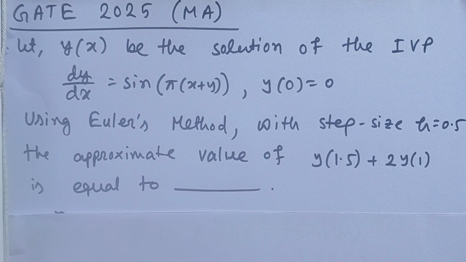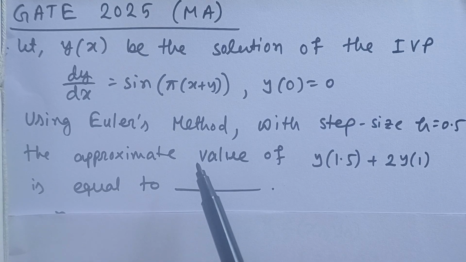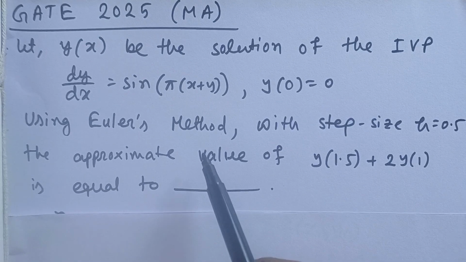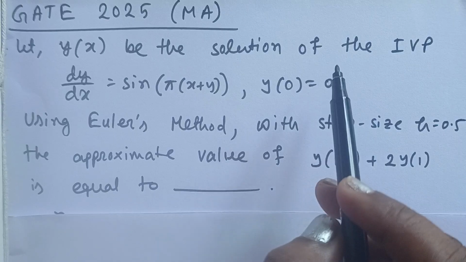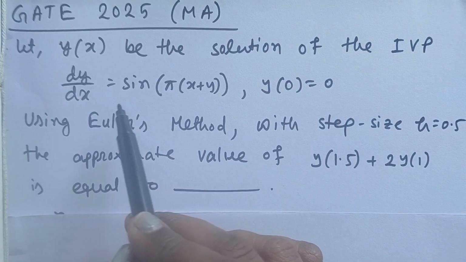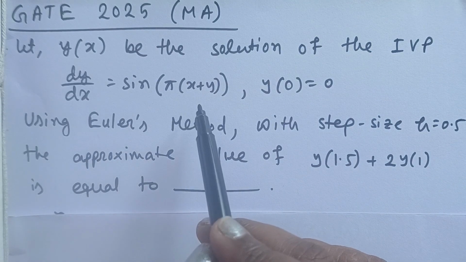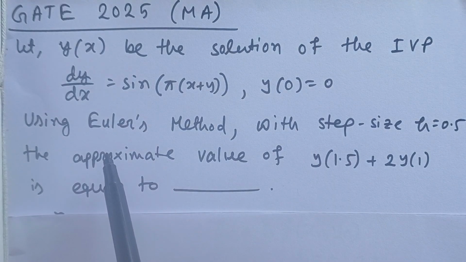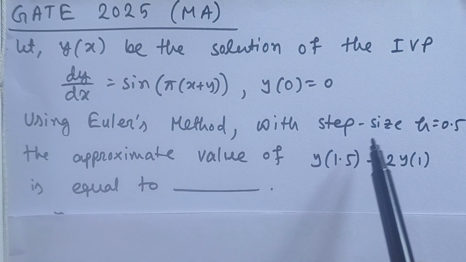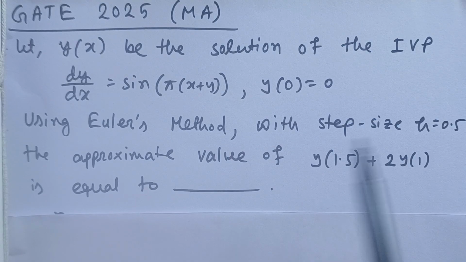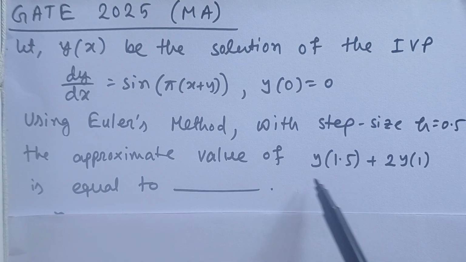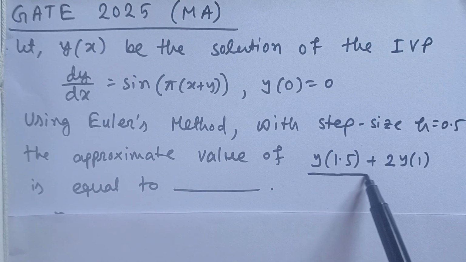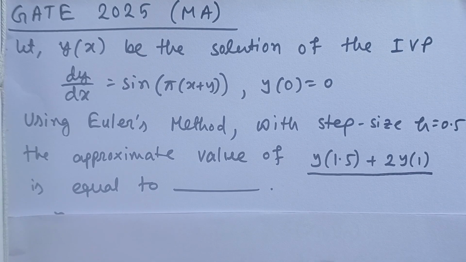Hello, today we will solve a question of GATE 2025 of mathematics, and this question is from numerical analysis. So the question is: let y(x) be the solution of the initial value problem dy/dx = sin(πx + y) with y(0) = 0. Then using Euler's method with the step size h = 0.5, we have to find the approximate value of y(1.5) + 2y(1).